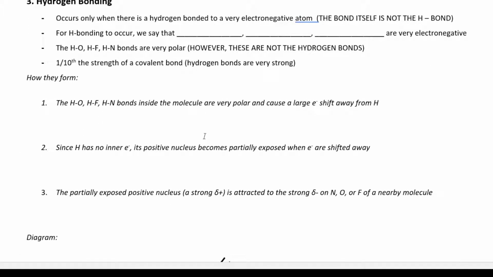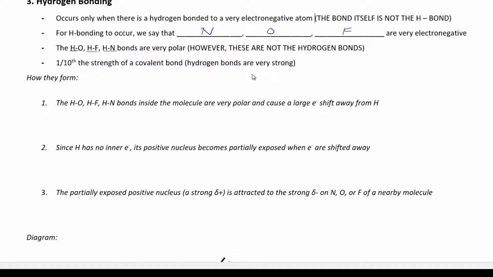Hydrogen bonding is a type of dipole-dipole that happens when there's a hydrogen bonded to a very electronegative atom. So the bond itself is not the hydrogen bond. Okay, so I'll explain this in a second. For hydrogen bonding to occur, we have to have the following atoms, nitrogen, oxygen, and fluorine, which are very electronegative, and they have to be bonded to hydrogens. So you can see here, right? The hydrogen has to be directly bonded to the oxygen, fluorine, or nitrogen.